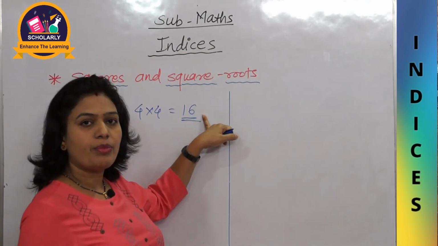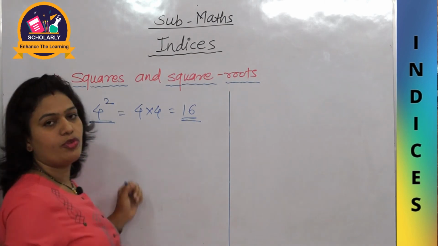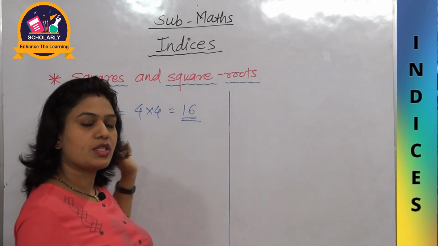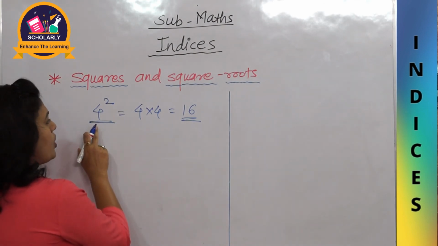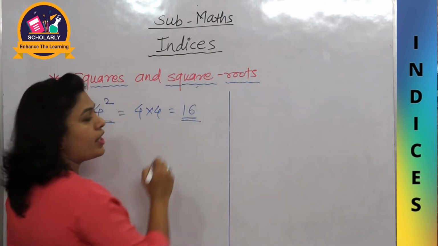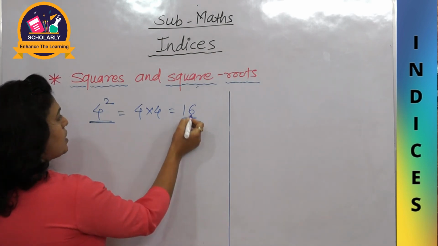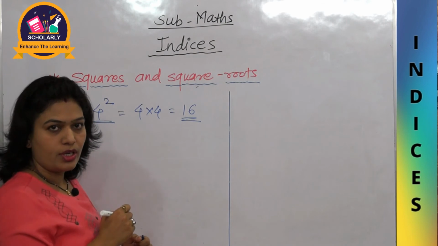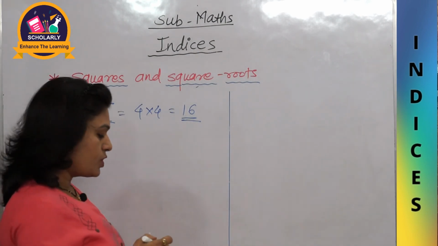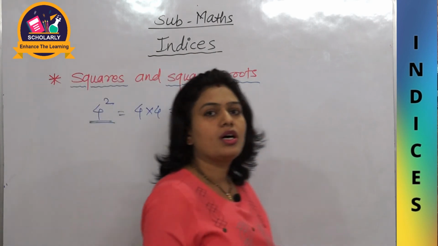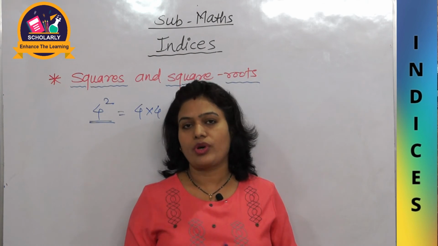So this number 16 is the square of this 4. 16 is the square of 4. Then 4 is called the square root of 16. Remember this: 16 is called the square of 4, while 4 is the square root of 16. So we can also calculate the square roots of other squares or square numbers.